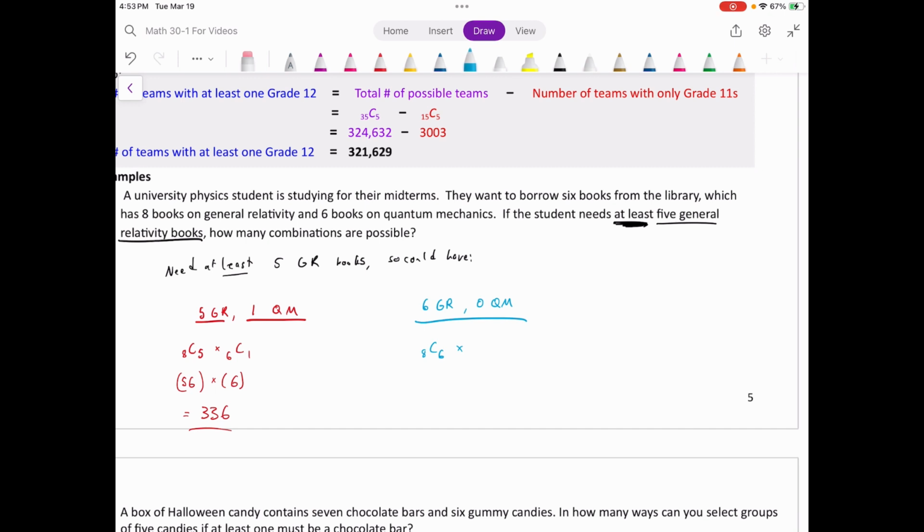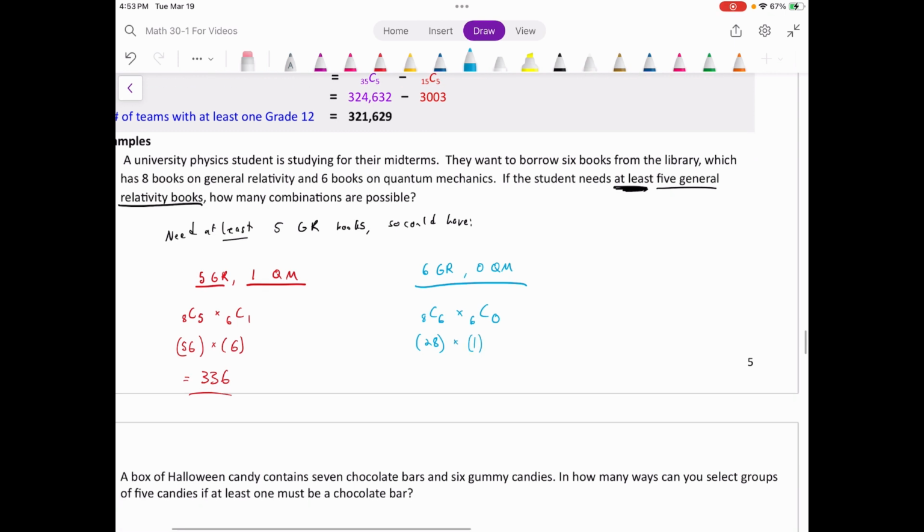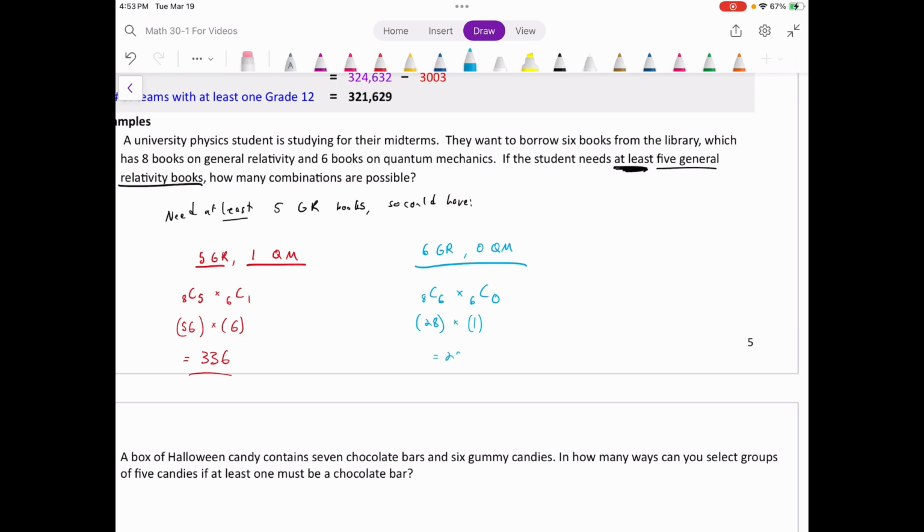It still mathematically makes sense because there are 6 books. We're choosing 0 of them, and 6 choose 0, if you do it on your calculator, you're going to get 1, right? There is only 1 way to choose 0 books. You don't choose any. That's the 1 way. Okay, so 8 choose 6 is 28. 28 different ways to choose the 6 books. 6 choose 0 is 1, only one way to choose 0 books. So that gives us 28 different ways.